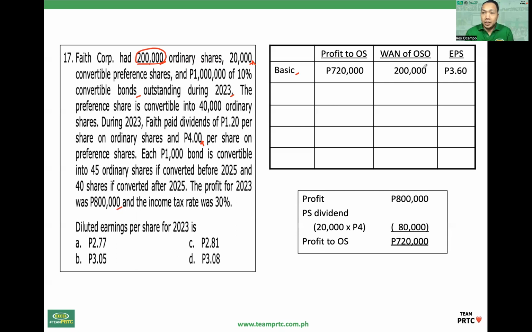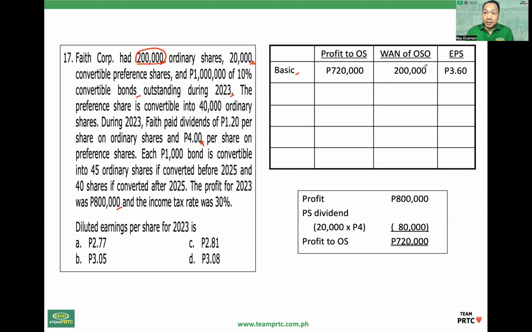So if the conversion, okay, will decrease EPS, then consider. If not, ignore. Kaya lang, in this case, there are two potential OS. So pwedeng magkaroon kasi ng offsetting effect. So to avoid that, tinetest mo na for dilution. Okay? So, kapag dilutive, consider. Kapag anti-dilutive, ignore. So may ranking, from the most to the least dilutive.